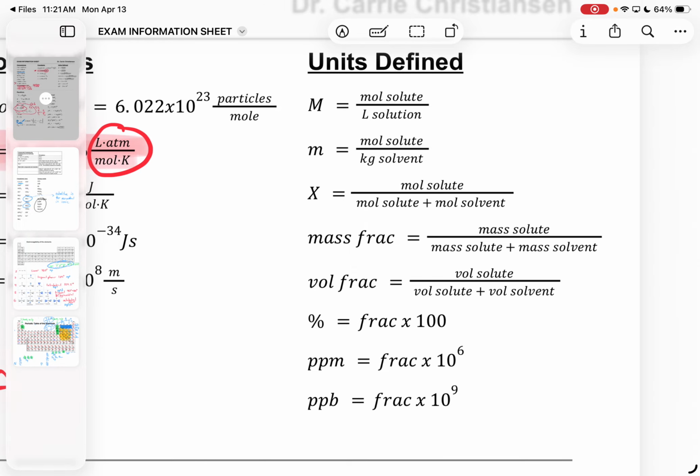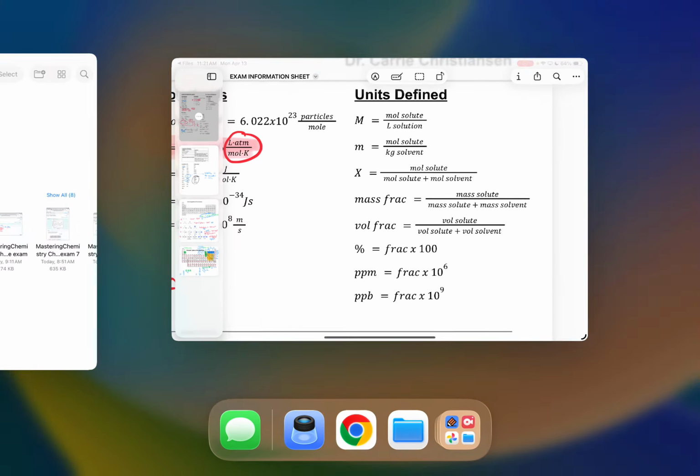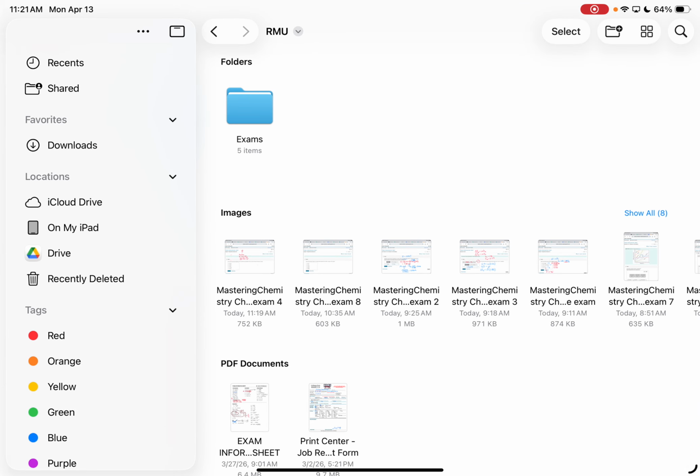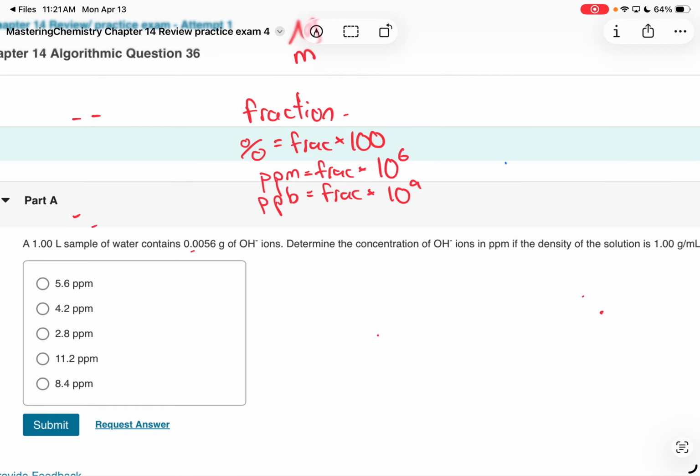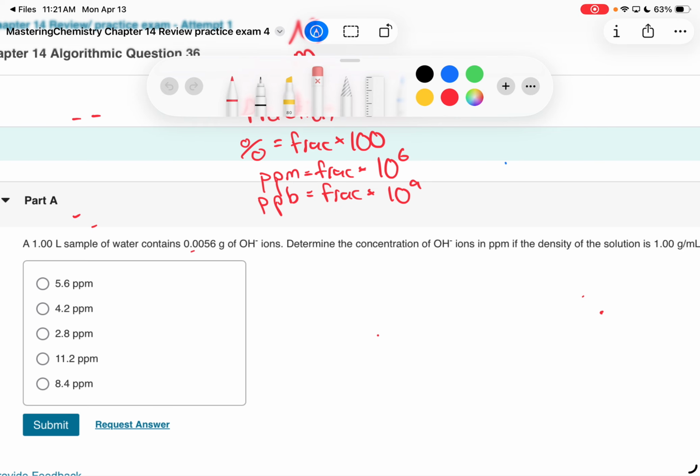Okay, so let's go back to the problem and do one of those, because I don't think we did a ton that were parts per million. So let's do this problem. A 1 liter sample of water contains this many grams of OH minus. Determine the concentration of OH minus in parts per million. Now, they really did need to say here parts per million by mass.